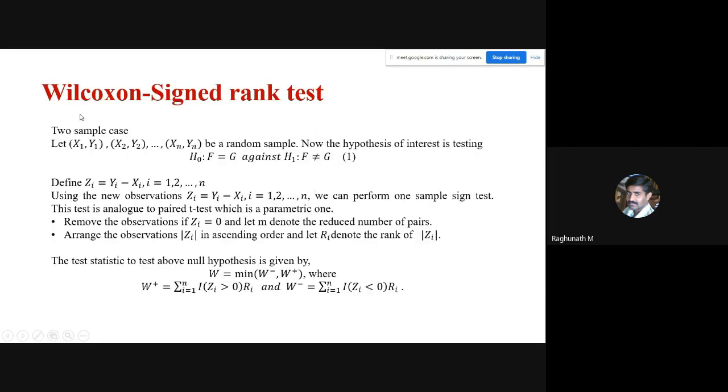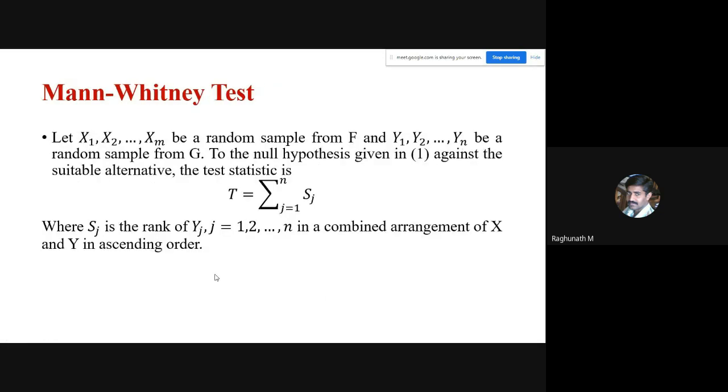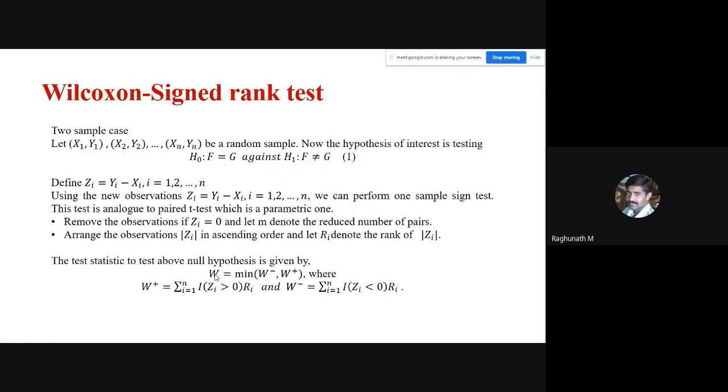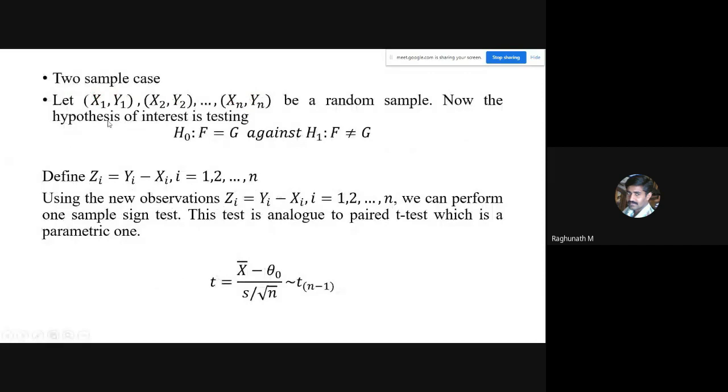So for this, Wilcoxon has given a table of values for W, or else you can compute the p-value. Now look at this. In both the cases I have considered the paired sample, X1, Y1, X2, Y2, where the X sample and the Y sample have the same size, that is n.